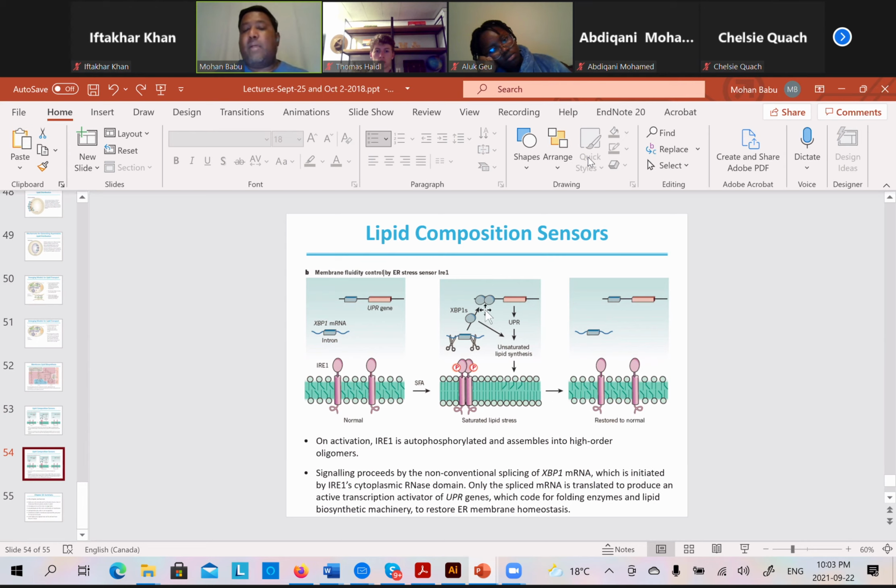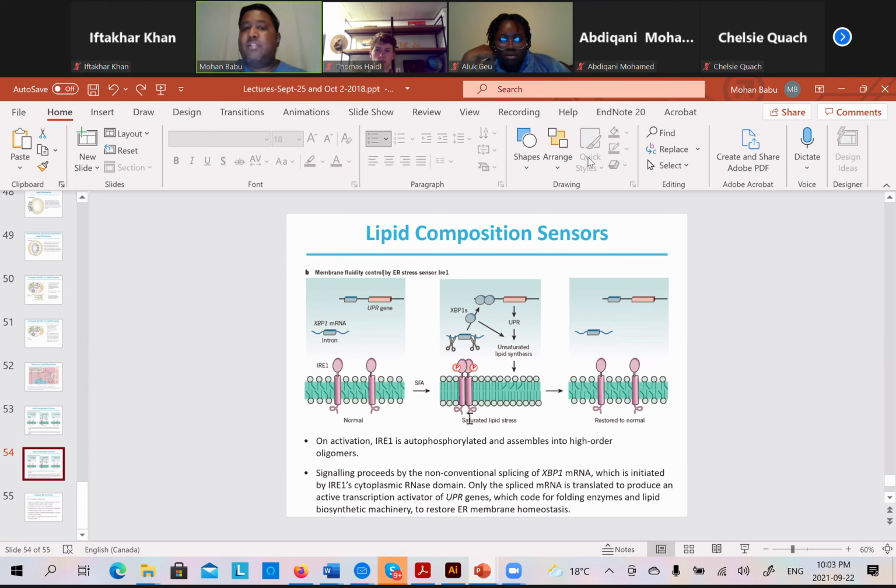mRNA is translated to produce a transcriptional activator for the UPR, the unfolded protein response genes, which code for the folding enzymes. And now what happens? Now it allows the ER membrane to restore its own homeostasis. So this is how the normal situation happens.